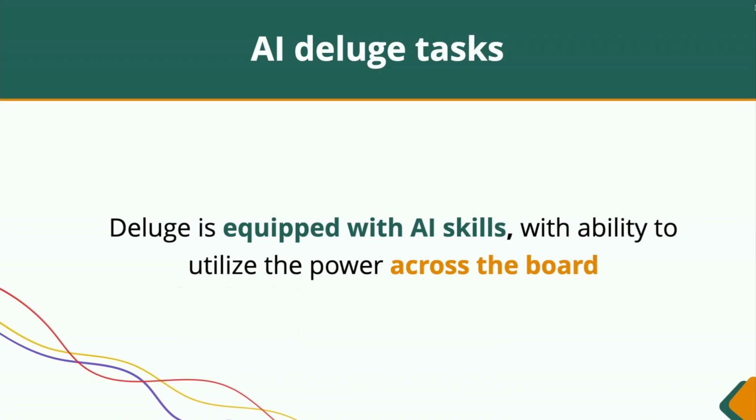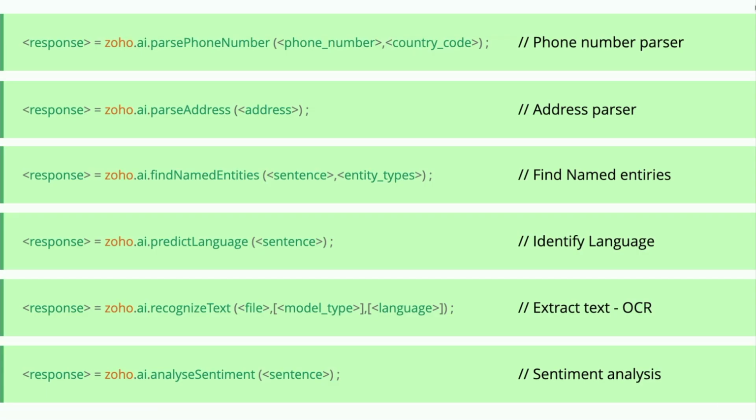And all the ZIA tasks, AI, are available in Deluge for you. This is how we can use it. For example, I can say extract OCR. I can say zoho.ai.recognizeText, and I can give a file, right? And then which language, and then it can recognize the text and give it as JSON for you. And you can have this JSON as a map field, and then you can extract all the information.